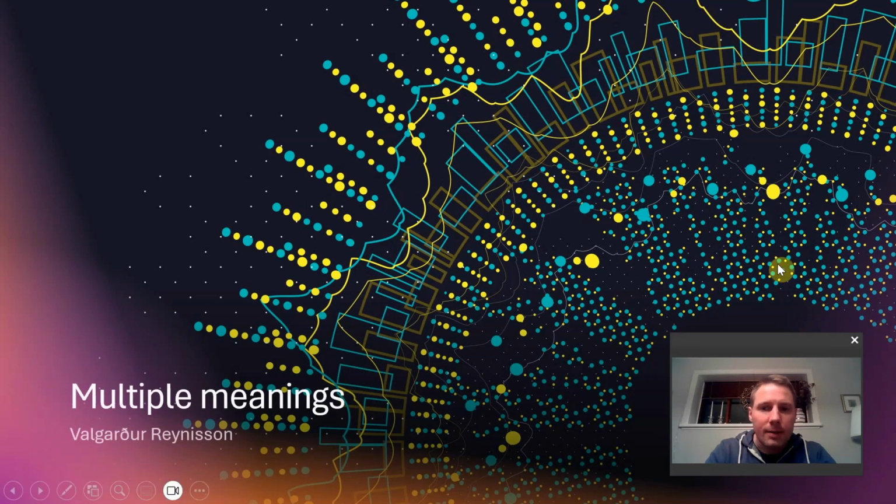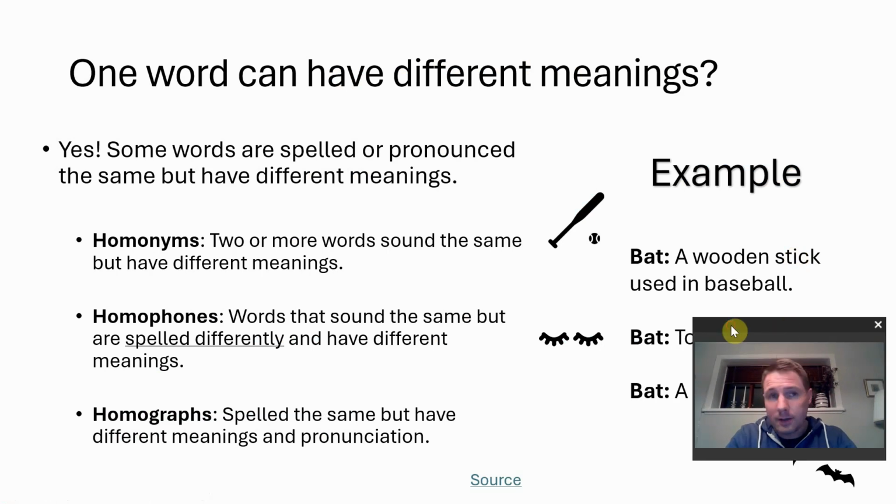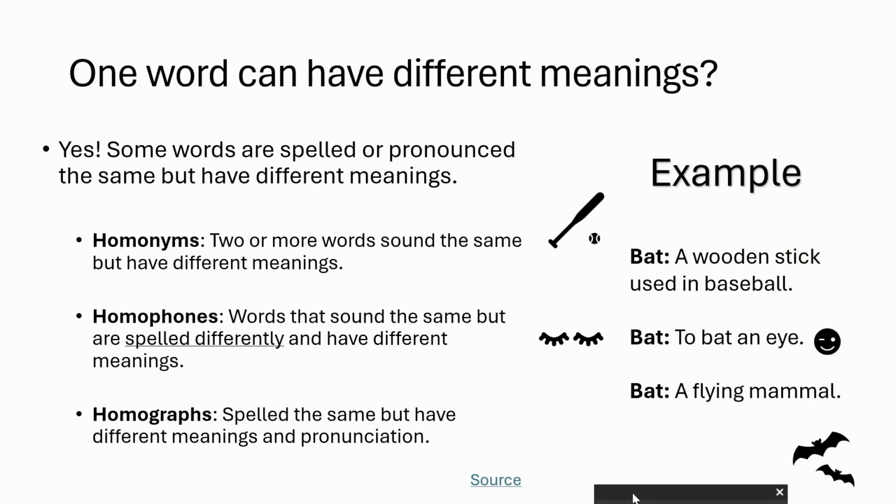So the assignment, or well, let's begin with defining what we are actually talking about. Can a word have different meanings? Yes, some words are spelled or pronounced the same, but have different meanings. There are actually three types of these called homonyms, homophones, and homographs, and actually other types as well. But that's not actually the main point of today's lesson. But if you want to get extra credit, you might try to catch the different meanings.